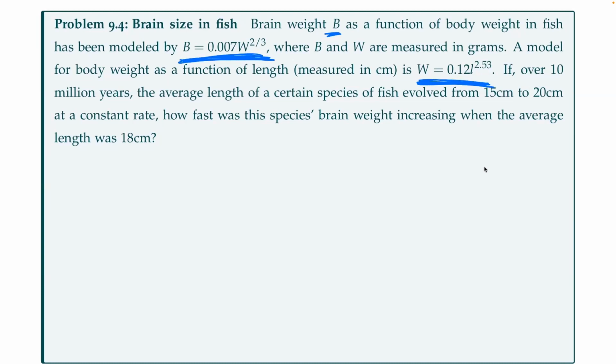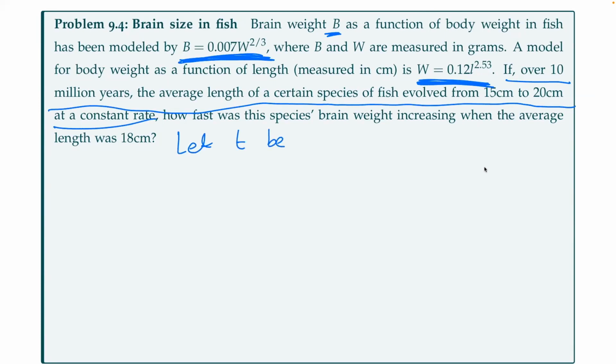And then the other piece of information we're given is that over 10 million years, the average length of a certain species evolved from 15 to 20 centimeters at a constant rate. How fast was the species' brain weight increasing when the average length was 18 centimeters? So there's quite a lot of information here. So actually, I'm going to go through the first part with you and then leave you to work out the rest of it, okay? So the first thing I'm going to do is let T be measured in millions of years. We're told our other units, but we haven't got a measure of time here, so I'm going to say it's measured in millions of years.